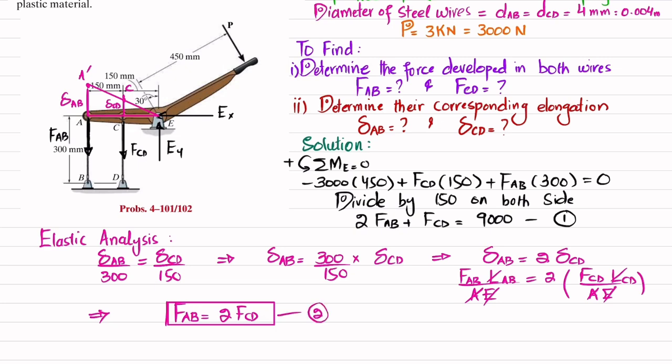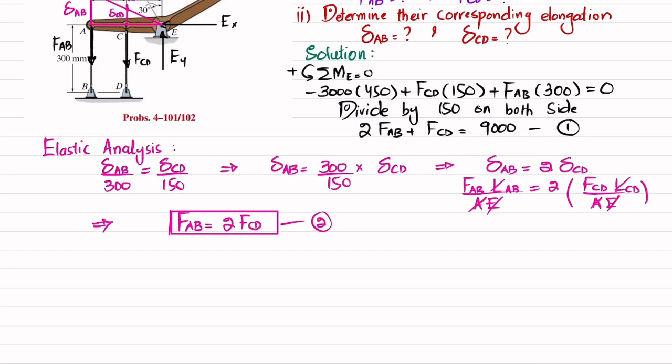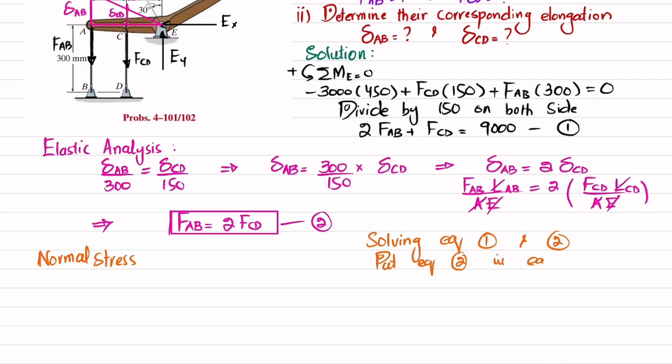Okay. Now what we are going to do is find the normal stress in each wire. How will we find that? Let me write it, normal stresses. But before normal stresses, if I solve equations 1 and 2 simultaneously, you can also put equation number 2 in equation number 1. FAB is 2 times FCD, so 2 multiplied by 2 FCD plus FCD is equal to 9000. When you solve this, you will get the force in wire CD equal to 1800 Newton.